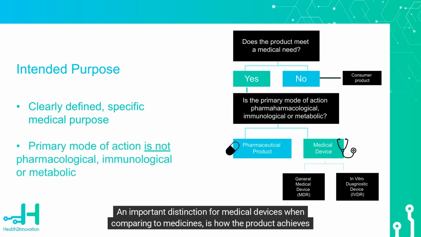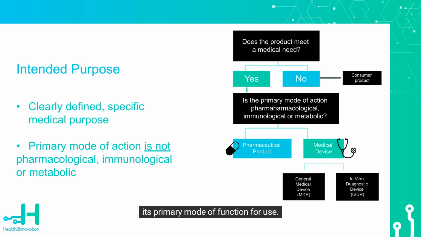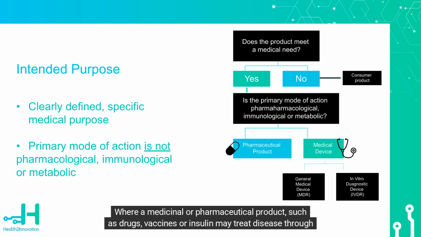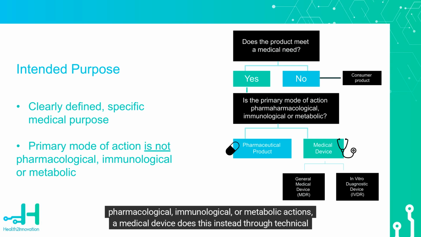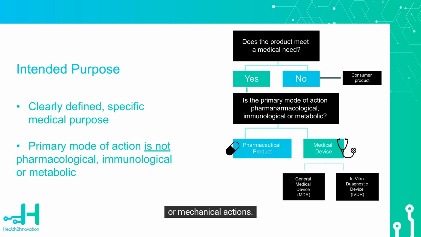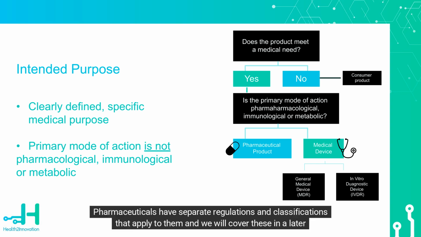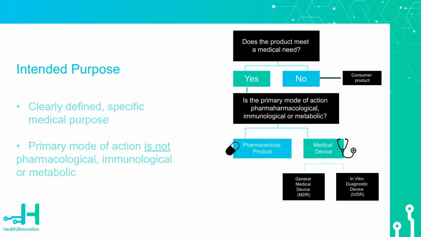An important distinction for medical devices when comparing to medicines is how the product achieves its primary mode of function for use. Where a medicinal or pharmaceutical product, such as drugs, vaccines, or insulin, may treat disease through pharmacological, immunological, or metabolic actions, a medical device does this instead through technical or mechanical actions. Pharmaceuticals have separate regulations and classifications that apply to them, and we will cover these in a later session.